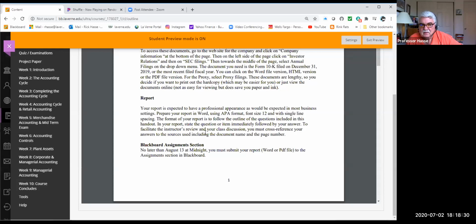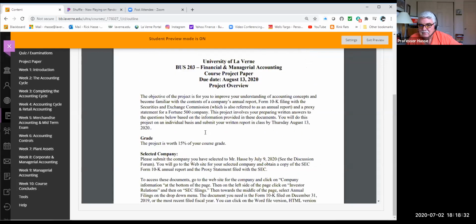So that's our paper in our class. Jeez. Besides worrying about closing entries and trial balances, I've got to now concentrate on writing papers. Yes, you do.